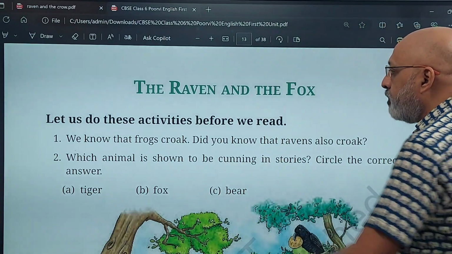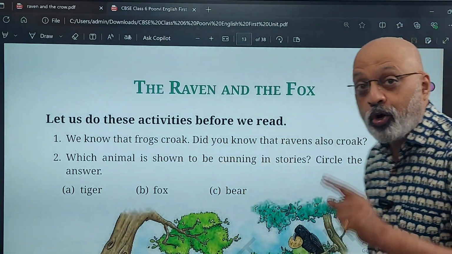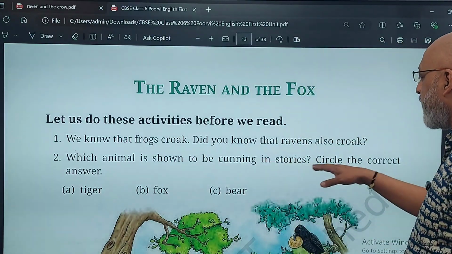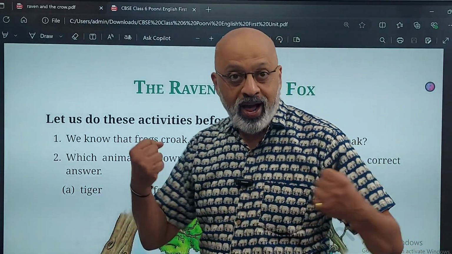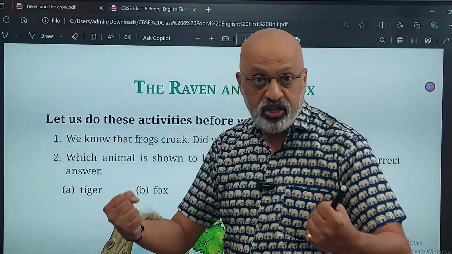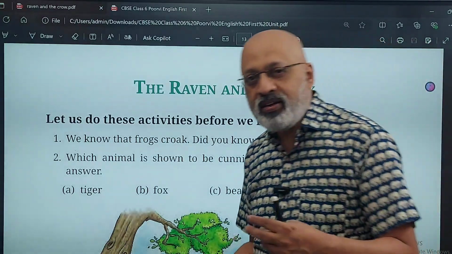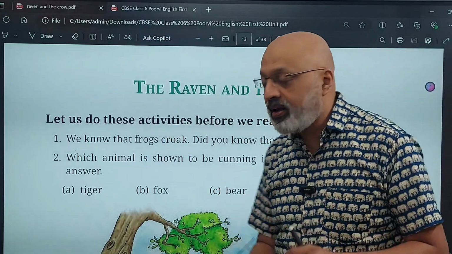So before we get there, these are the activities. We know that frogs croak. Did you know that ravens also croak? Now you know. Which animal is shown to be cunning in the story? Circle the correct one. The fox. The tiger is shown as a fierce, courageous animal. The bear is shown as slightly lazy and धीरे धीरे चलने वाला. But the fox is known as the cunning animal.